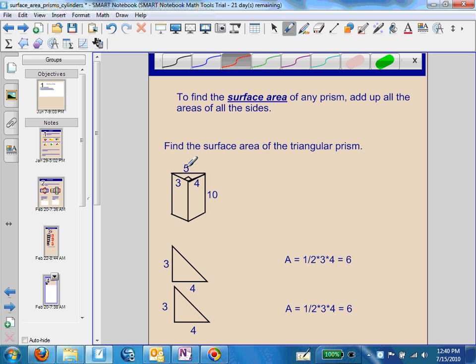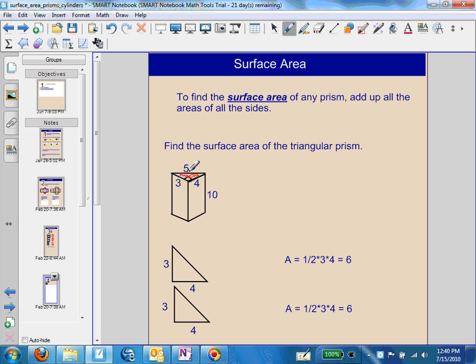So it's a triangle, so it's 1/2 times the base times the height. So the base and height are the ones that are perpendicular to each other. So this is our triangle on the top, so it's 1/2 times 3 times 4. 3 is perpendicular to 4, so that's our base and height, and that gives us 6. So we know that the bottom triangle has to be the same area. So that's 1/2 times 3 times 4, which equals 6 as well.